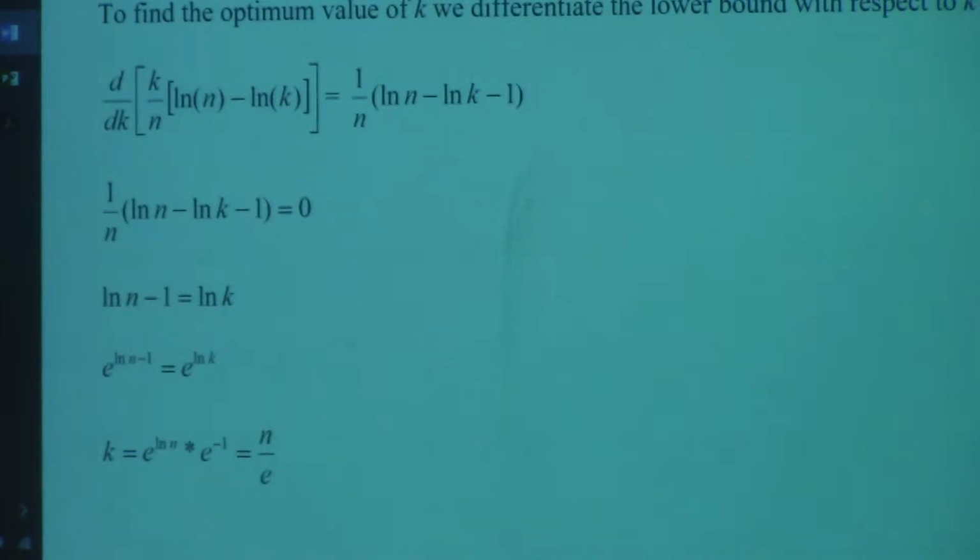We're going to divide it by e. k should be equal to about 9. So if we're going to have 25 people, we should interview 9 people and never hire them. 9 seems like a lot.